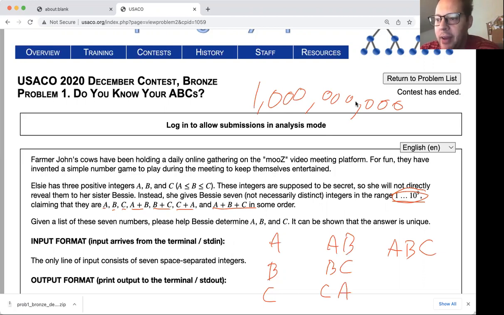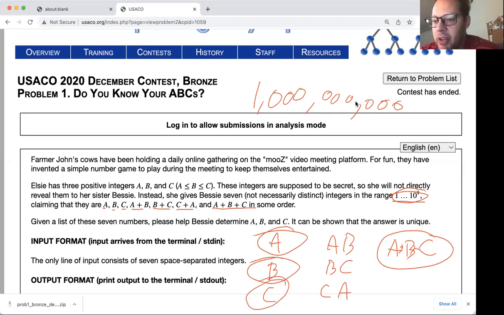So if we had A, B, C, A plus B plus C, if A was 10 to the 9th, B was 10 to the 9th, and also C was 10 to the 9th, then A plus B plus C would overflow. But they're specifying that all of the integers, which includes A plus B plus C, are in the range of 10 to the 9th, which means if A plus B plus C is within the range of 10 to the 9th, then obviously A, B, and C must each be significantly smaller than 10 to the 9th for them to add up.